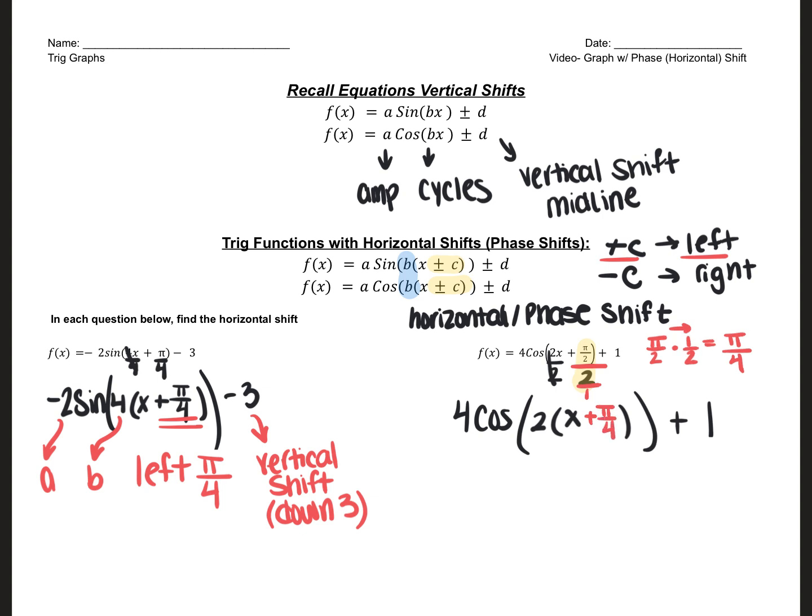So similarly, how this had a plus sign, so does this one. So we're going to go left, same thing, pi over 4. This would be my vertical shift. I'm going to put VS for vertical shift. It would be up 1. The 2 is still my cycles or my B value, and the 4, the absolute value, would be my amplitude. Okay, so now that we know how to work with the equations, now I think we're ready to graph.